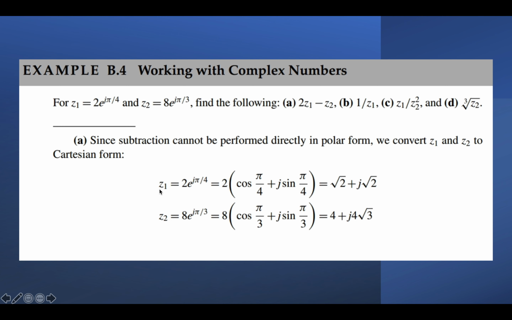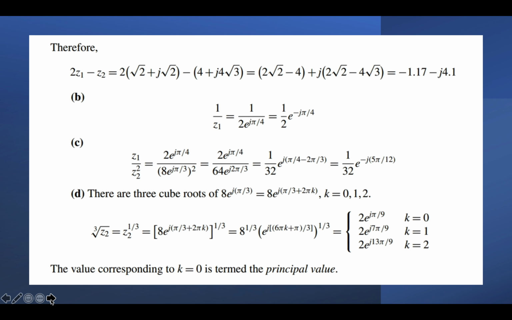So we first convert Z1 and Z2 to rectangular form, which is done here. Then, given the rectangular form, we can do the operation 2 times Z1 minus Z2. In the second part, B, we're asked to find 1 over Z1, so we just invert that number, taking 1 and dividing it by the complex number, which ends up being this result here. Z1 over Z2 squared is the same thing, just a combination of operations that have already been illustrated.